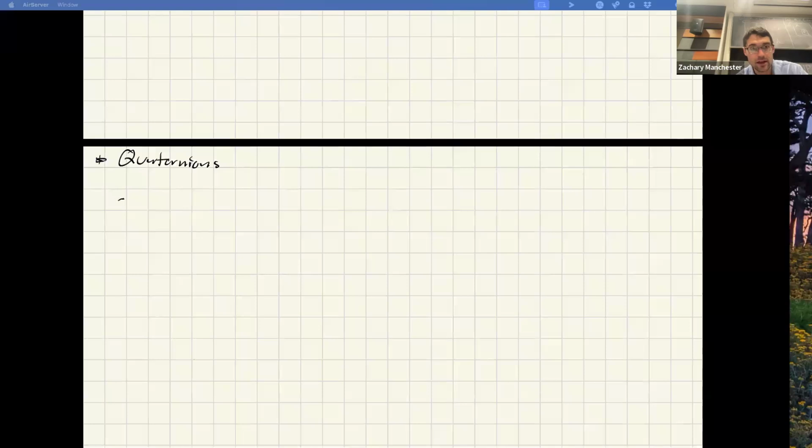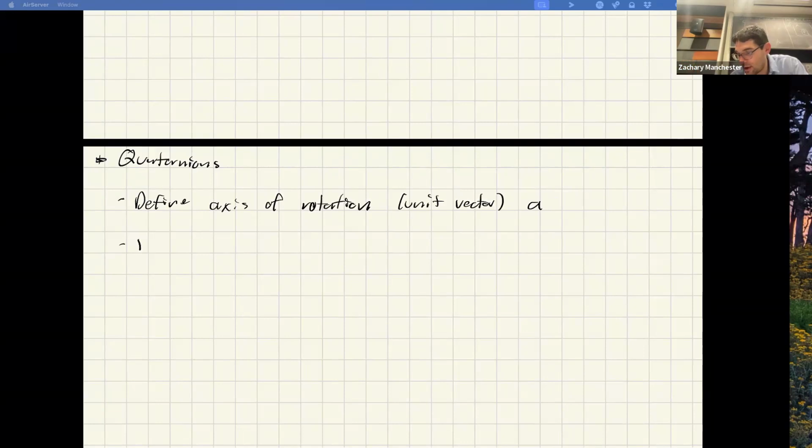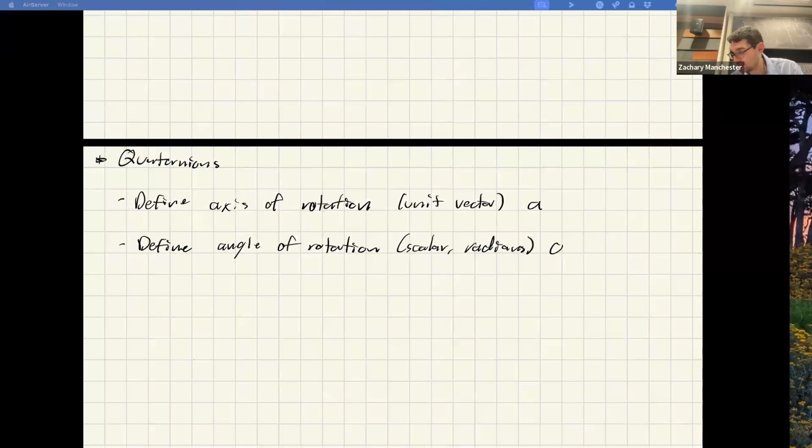Okay, so here's what we're going to do. First, we're going to define an axis of rotation, which is a unit vector. We're going to call this thing A for axis. And then we're going to define an angle of the rotation, which is a scalar. We'll use radians because we're reasonable people. And we'll call that thing theta. Cool? So now we have A, a unit vector, and theta, an angle.